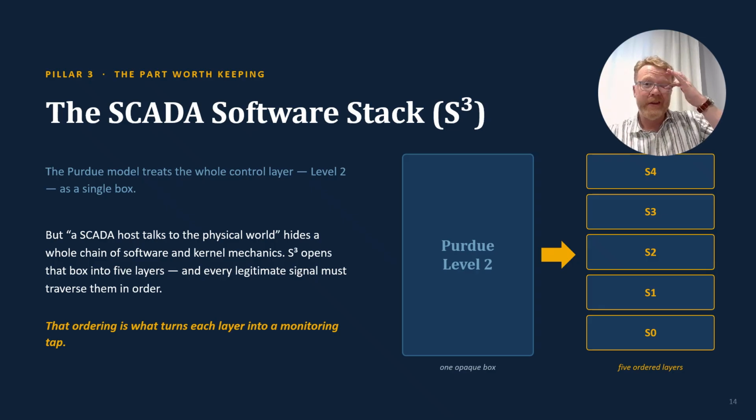This is the pillar I find the most interesting. The Purdue reference model, which is the standard way we layer ICS networks and segment them, collapses the entire control system tier into one level 2 box. This paper argues for more granularity. Getting a signal from a SCADA program down to physical hardware passes through several distinct software and kernel sublayers. So S cubed breaks level 2 into 5 distinct sublevels, which is what makes them useful for detection. Let's build the stack one layer at a time over the next few slides.